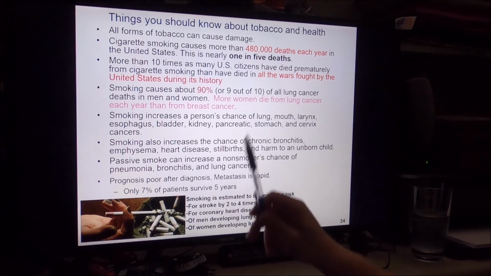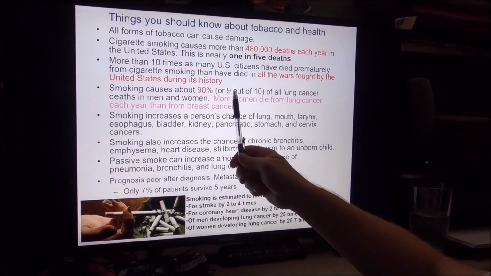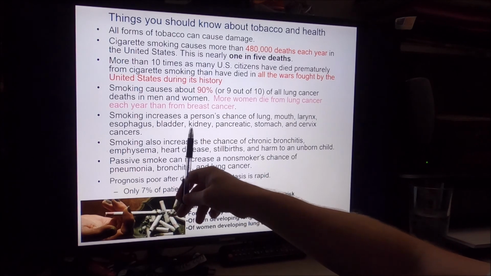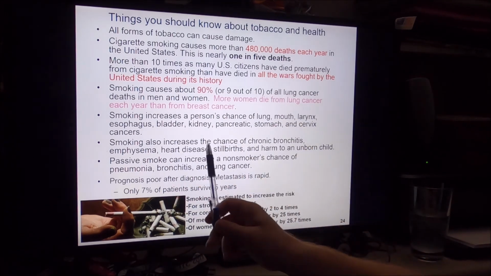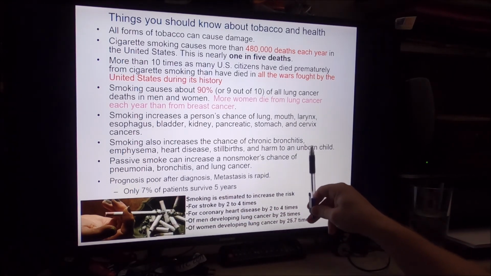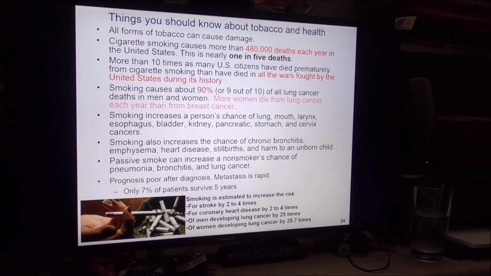And here's an interesting one. More women die from lung cancer every year than they do from breast cancer. You know, we got all these holiday things set up. We wear our pink ribbons. But the reality is way more ladies are dying from smoking. So our big public service announcement should be to freaking not smoke so you don't die of lung cancer. All right? Smoking increases a person's chance of lung, mouth, larynx, esophagus, bladder, kidney, pancreatic, stomach, and cervical cancer. Smoking increases the chances of chronic bronchitis, emphysema, heart disease, stillbirths, and general harm to an unborn child. Passive smoking, i.e. secondhand, can increase a non-smoker's chance of pneumonia, bronchitis, and lung cancer.